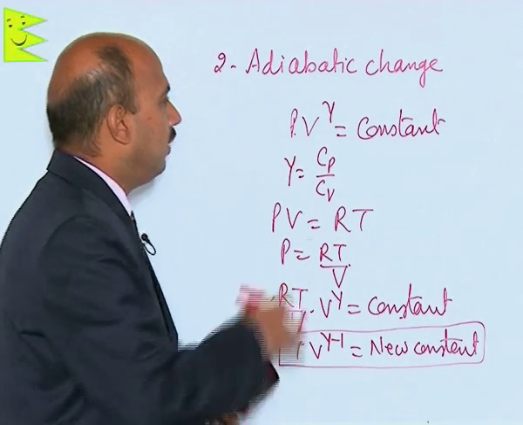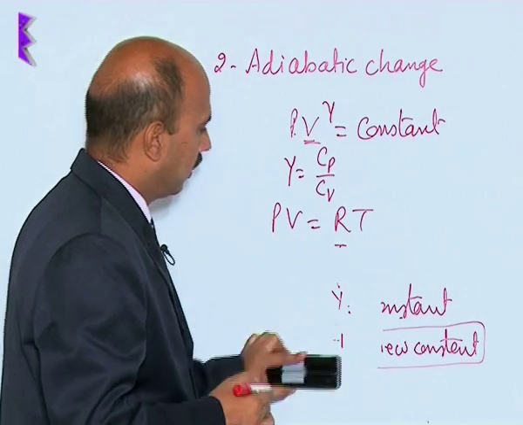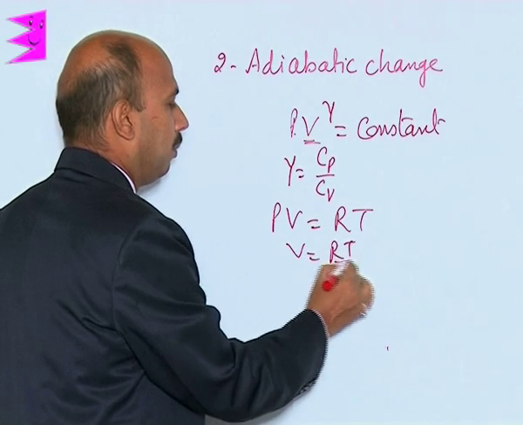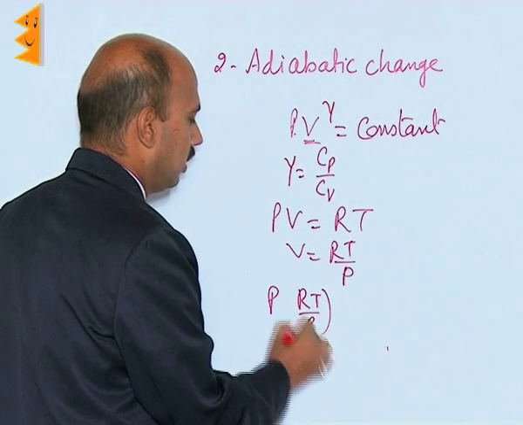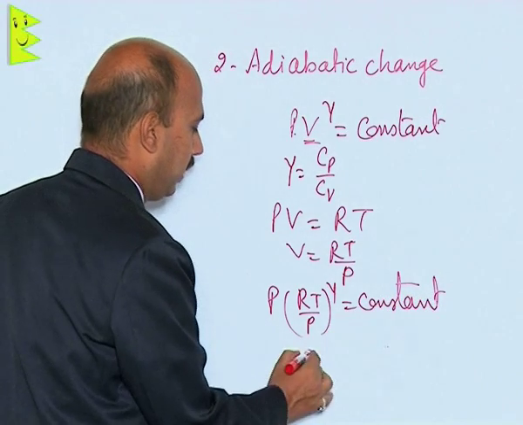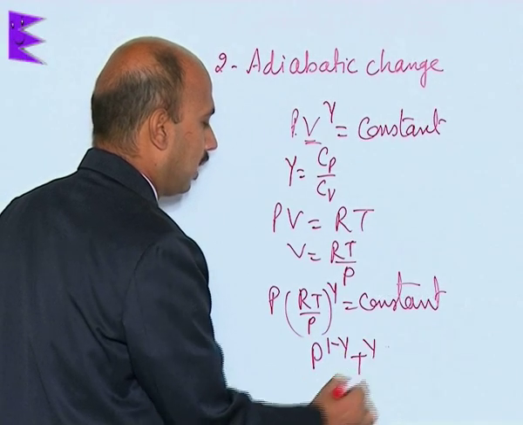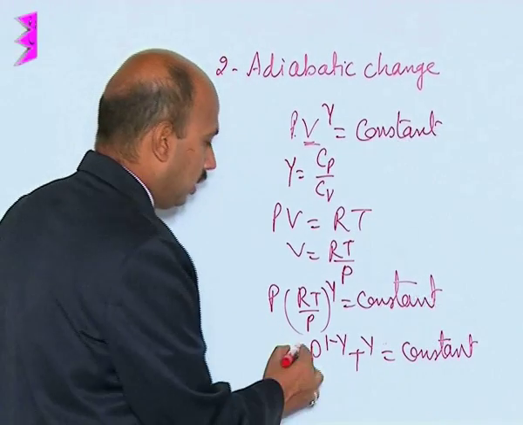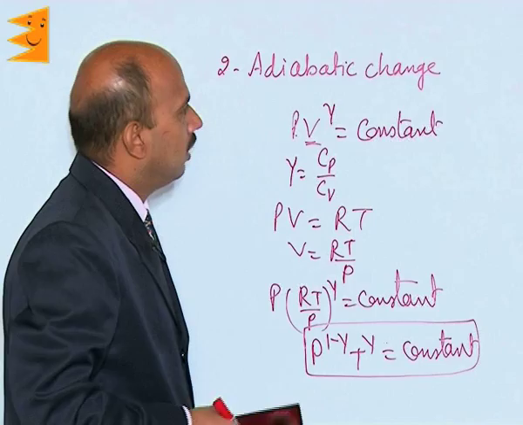And also, if we replace V, suppose we replace V, you will get V is equal to RT upon P. So replace the value of V: P into RT upon P raised to gamma is equal to constant. So you will get P raised to power 1 minus gamma into T raised to power gamma is equal to constant again. That is a new constant, so we can write a constant only. So this is another relation. These are the different relations for the adiabatic change.